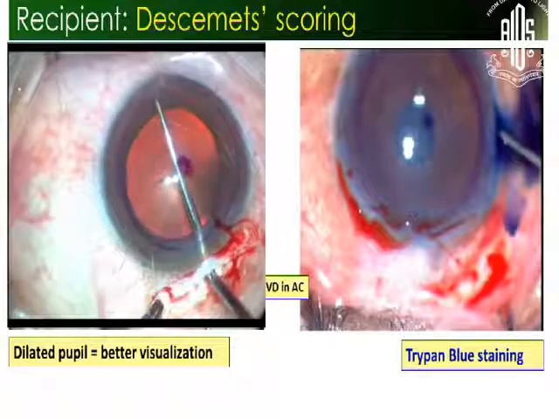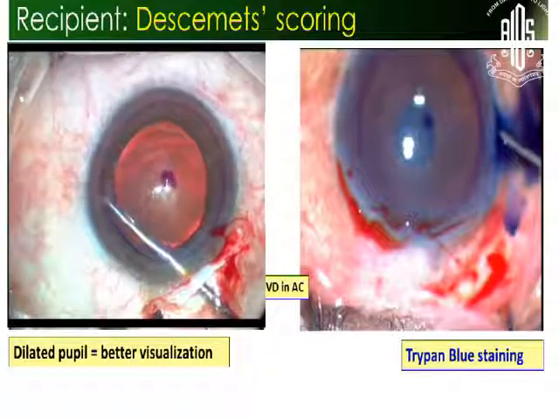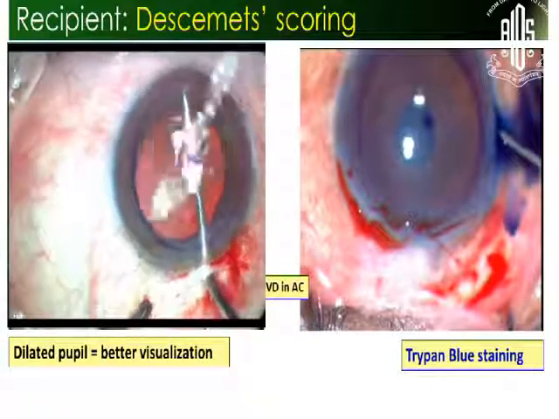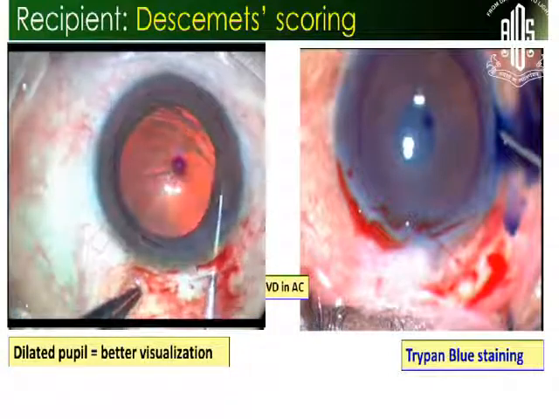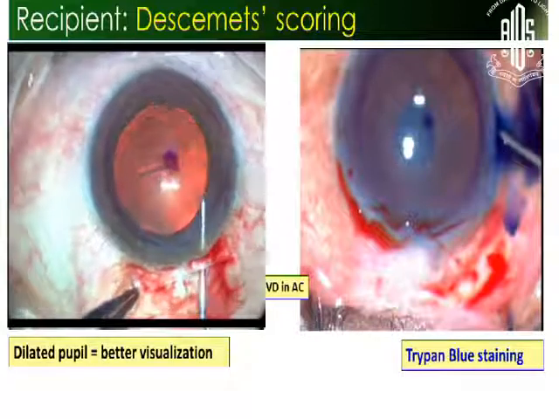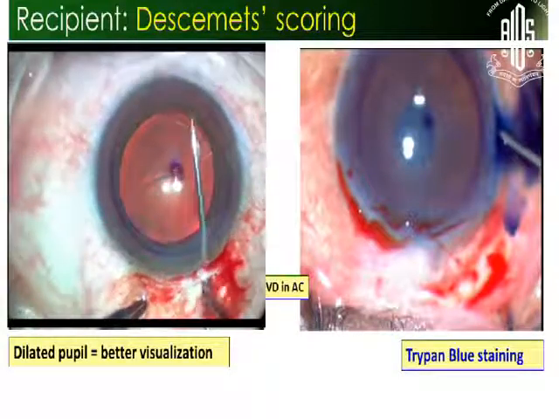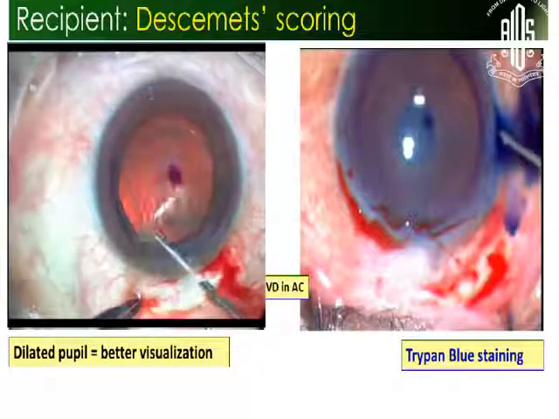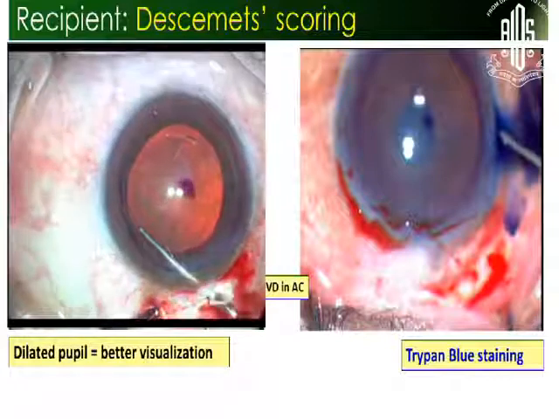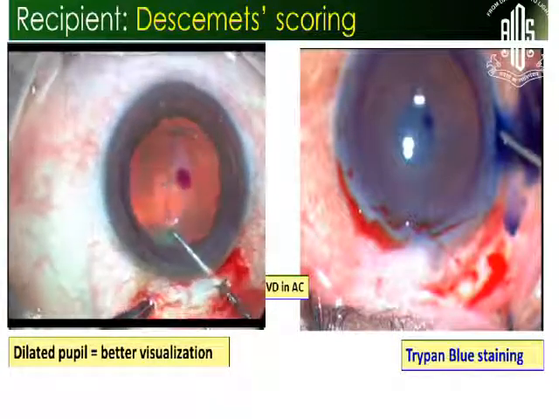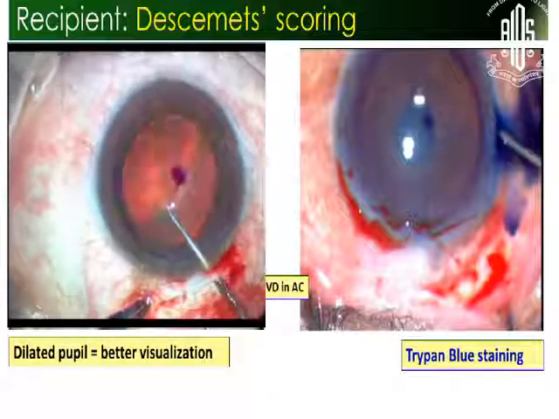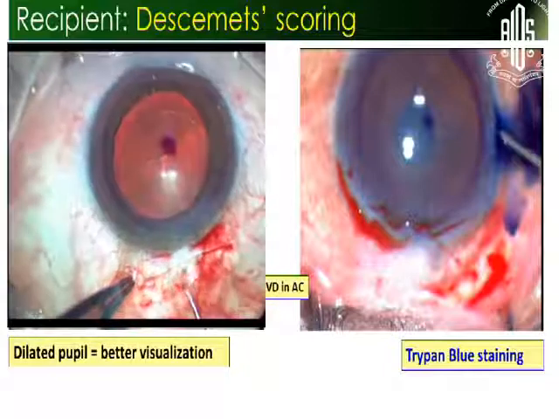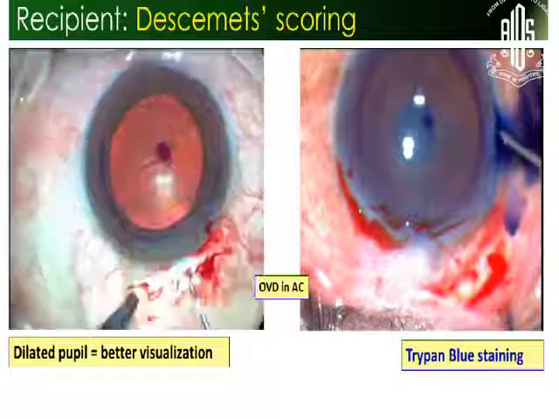Next is recipient dissection. As I said earlier, if you have a dilated pupil and the visibility is good, you can do it very easily. Descemet scoring is the easiest part, except in one or two indications, like congenital hereditary endothelial dystrophy. It is very difficult, and sometimes you cannot do it even. So you can see, with dilation and retroillumination, you can see this scoring very nicely. And once you have finished all sides, you just take it out and check whether it has dissected.